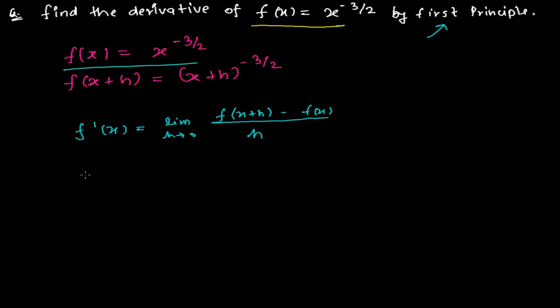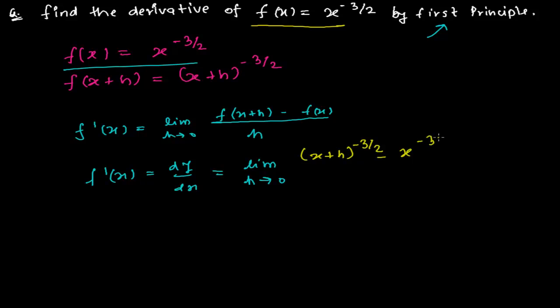So now the derivative f dash of x, or dy by dx, which has the same meaning, is equal to the limit as h tends to 0. Here f of x plus h is x plus h whole to the power minus 3 by 2, and again minus f of x, which is x to the power minus 3 by 2. So minus x to the power minus 3 by 2, and then this whole divided by h. Now in the next step, how can we solve this? We cannot solve this easily.